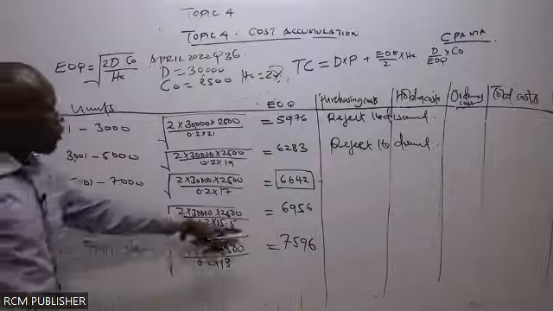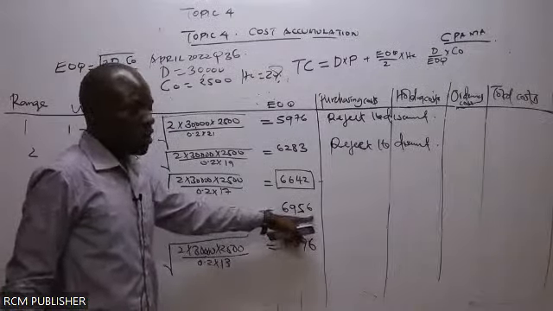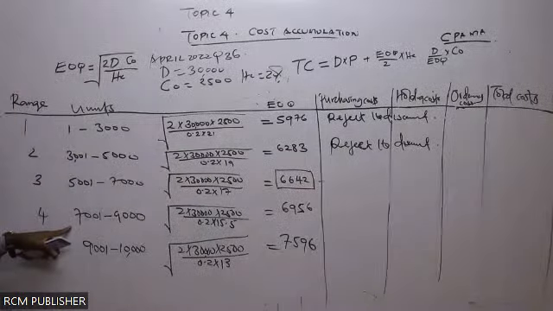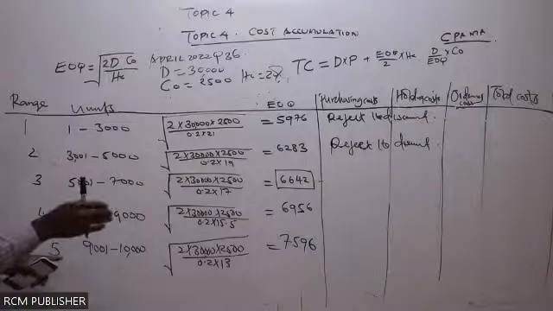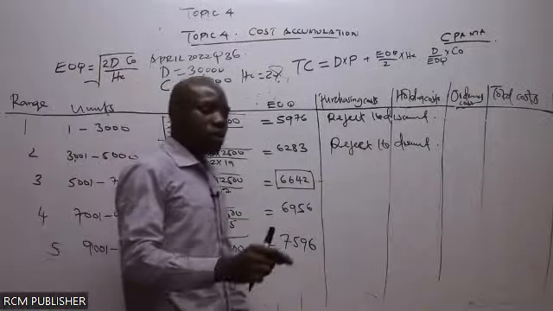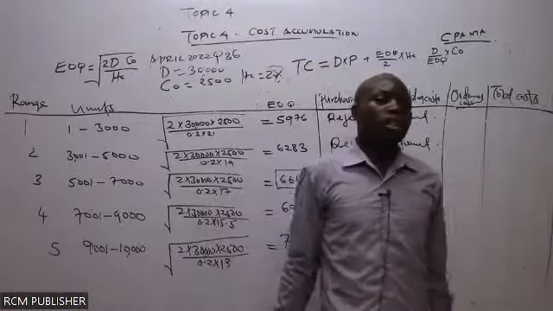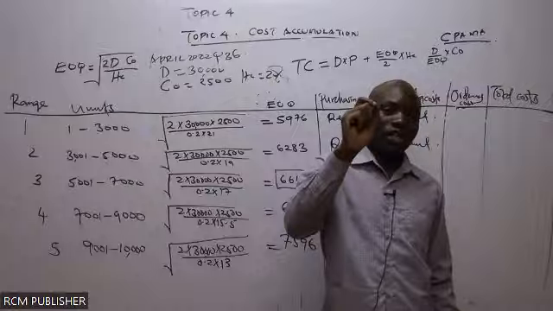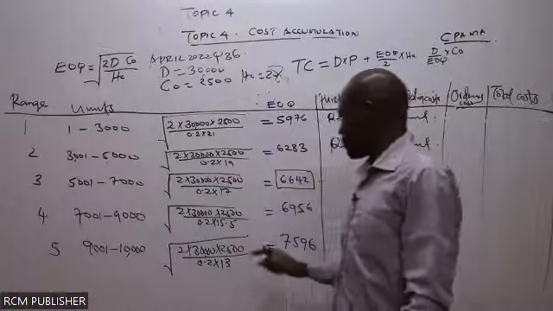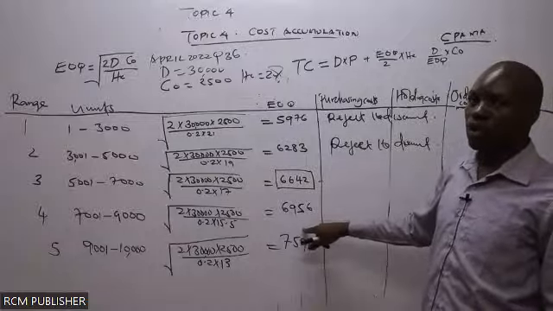My economic order quantity is 6956. But within this range, you cannot order that. You must order a minimum of 7,001. But your economic order quantity indicates 6956. So what are you going to do?